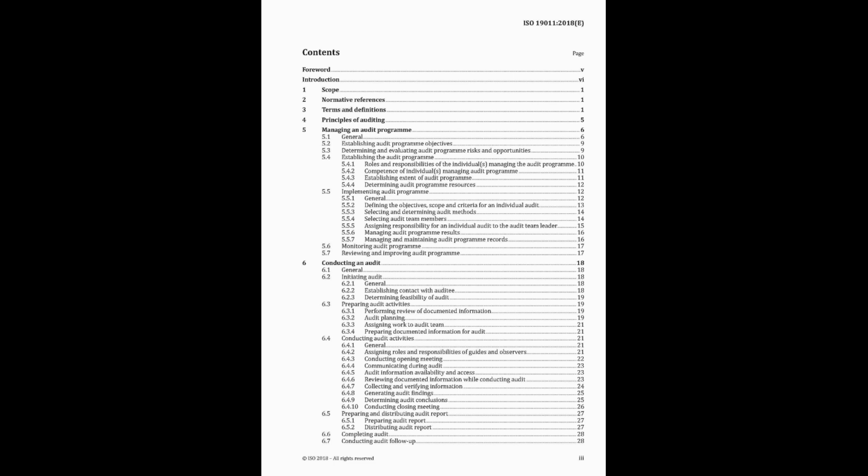Today we're going to be talking all about managing an audit program and really digging into how organizations make sure that their management systems are actually working the way they should. And for anybody who wants to really understand this stuff in a way that makes sense, we're going to be focusing specifically on Clause 5 of ISO 19011:2018. That's the core of it, where all the details about running a successful audit program actually live. It's the heart of the standard.